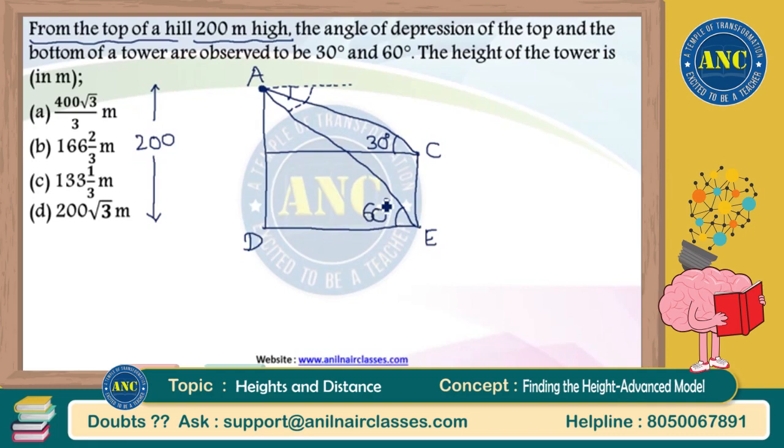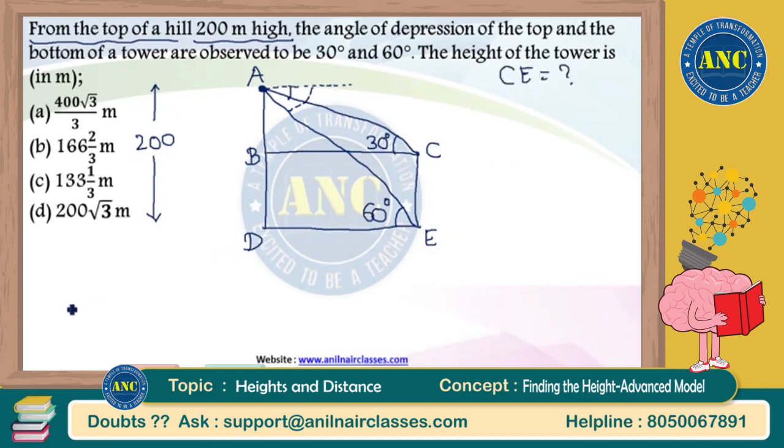The diagram is not drawn to scale. Please adjust with this diagram whatever I have written, sir. It is meant to be a straight line, but it is not drawn properly. Now, this is the angle of depression from the top of the hill to the top and bottom of the tower. Next, what is the height of the tower in meters? The height of the tower, this particular value CE, is what they are asking you to find.